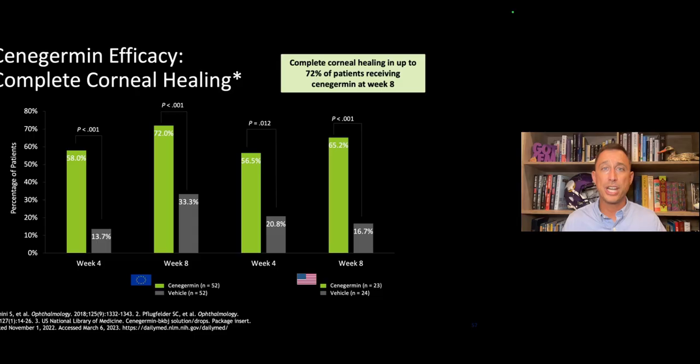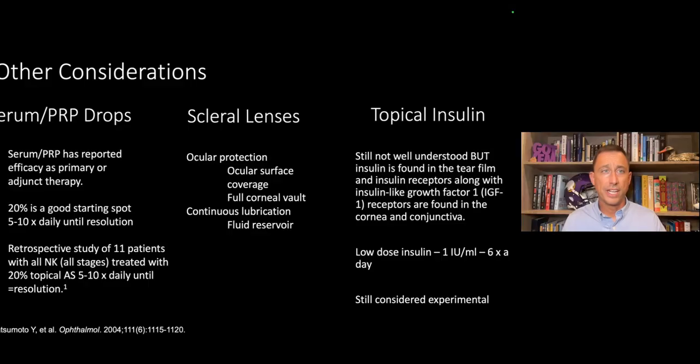At week 4, 58% of patients had complete corneal healing in the REPARO study. 72%, so almost three-quarters of the patients, at week 8. And then you look at the US study, over 50% at week 4 and 65% at week 8. If you think about that, that means they couldn't have a defect. They couldn't have persistent epithelial erosions. It had to be completely healed. And so this is a drug that you can reach for in stage 1, 2, or 3 neurotrophic keratitis.